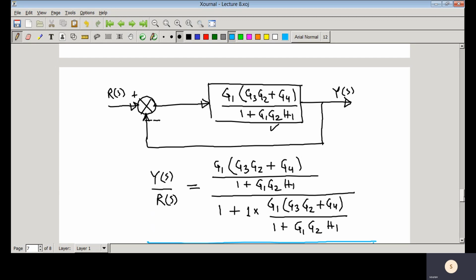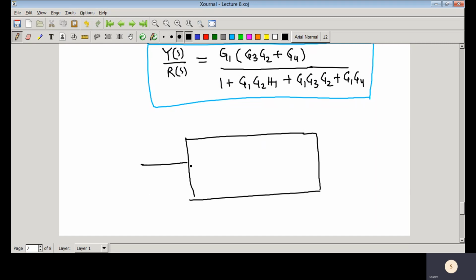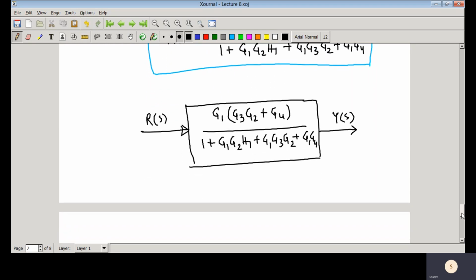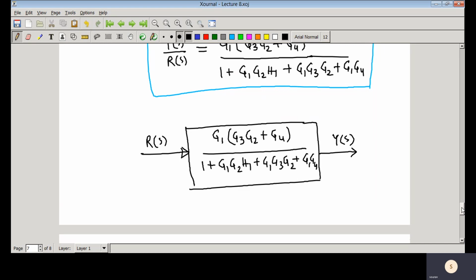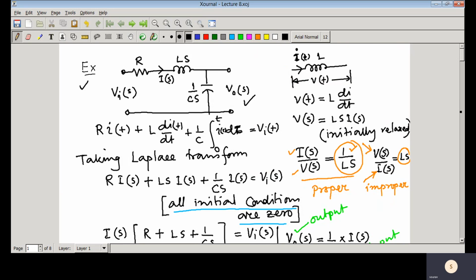And if you simplify this particular block diagram, finally you can draw this block diagram representation. So this is R(s) and you have Y(s), and inside it you have the transfer function G1 G3 (G2 plus G4) divided by 1 plus G1 G2 H1 plus G1 G3 G2 plus G1 G4. So now you can see the transfer function that we have obtained just by applying the transfer function reduction technique.